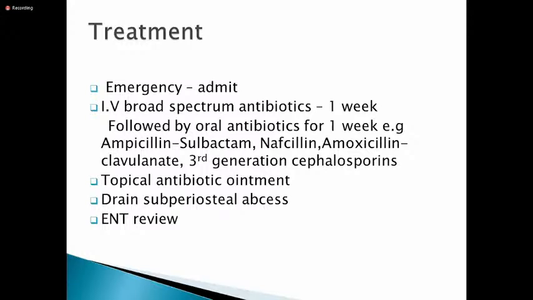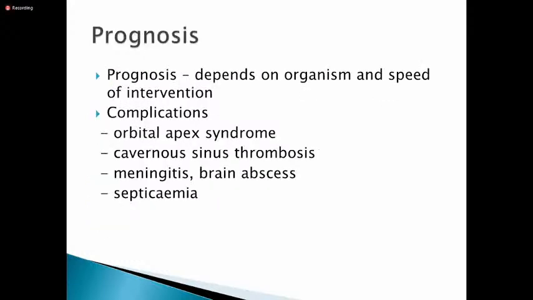Examples: ampicillin-sulbactam, nafcillin. Commonly, we have amoxicillin with clavulanate, that is Augmentin, or a third-generation cephalosporin like ceftriaxone. So those are the ones we have mainly. Topical does not have a big role. If there is an abscess, of course, it has to be drained. And I said 90% of orbital cellulitis is from the sinuses, so you have to treat with the ENT specialist on board.